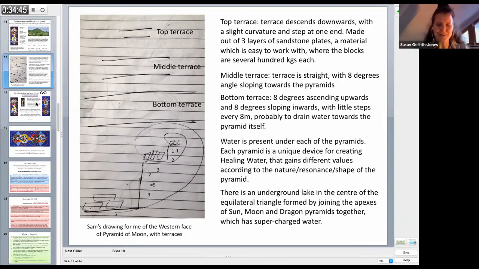So I was going to make a new sketch of this picture, but actually I decided I would just take a snap of it from my notebook, because this itself was drawn by Sam when I asked him, tell me how the Fibonacci spiral relates to the Pyramid of the Moon. And this is what he drew for me in my notebook. I like this very much. I've added the words like top terrace, middle terrace, bottom terrace, and these numbers here just to clarify what they mean.